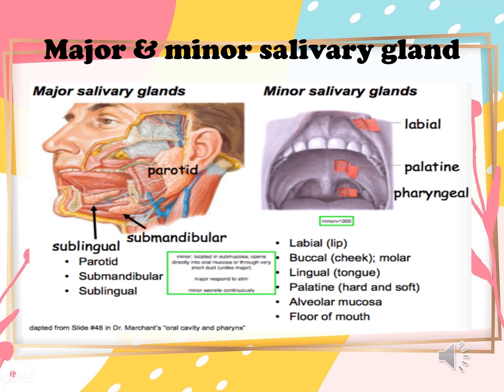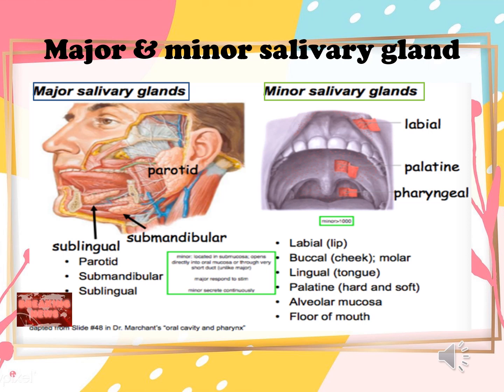Now coming to major and minor salivary glands, they are categorized as major and minor based upon their size. The major salivary glands are a little larger in size and also they have long ducts which carry the saliva to the oral cavity. And in minor salivary glands, the ducts are very small and overall size of the gland is also very small. So the major salivary glands, there are 3 main major salivary glands, namely parotid, sublingual and submandibular.